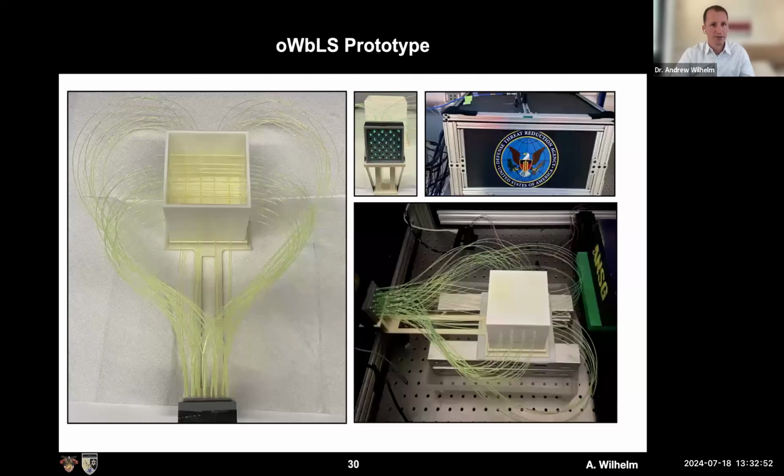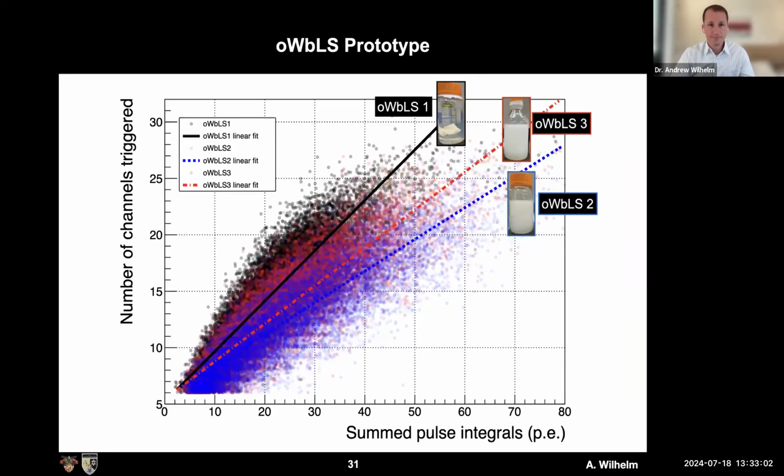So here's our next generation prototype, which is made of 3D printed acrylic to be compatible with the opaque water-based liquid scintillator. But the rest of the apparatus we used was the same. So the first thing we did was try to quantify the light confinement.